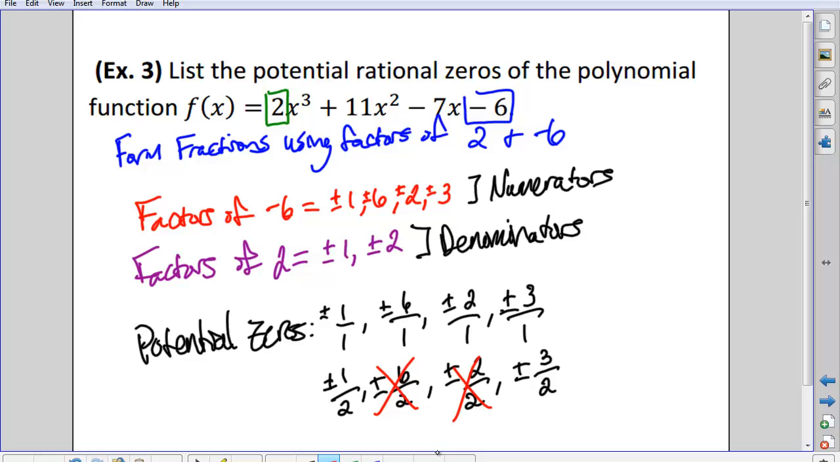When we started out looking at that function, we didn't know what numbers might be zeros, so we could just choose blindly random numbers and try them out with synthetic division. But now we've got this broken down to a list of 12 potential zeros that we can then use synthetic division with to determine whether those are zeros of that function. So to go from infinity to 12, it's a pretty good cut.